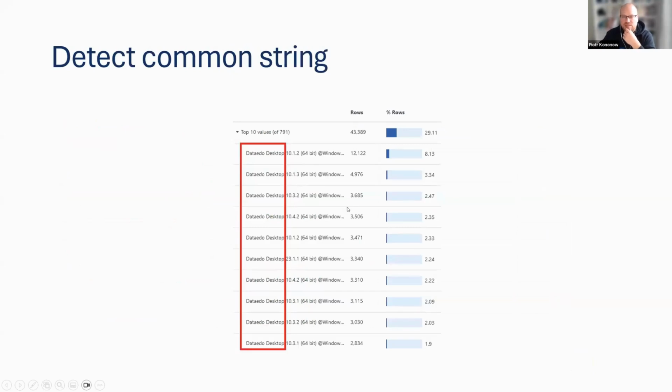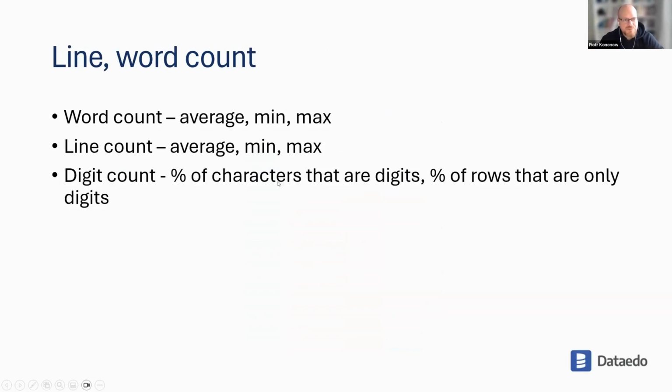Similarly, we could detect common words that are appearing in the data set. Our top values consider all of them as different values, but as you can see, they're very similar. Maybe there's a way we could identify those very popular prefixes of values. For text and string fields, we could calculate the number of words: the average, minimum, or maximum, or maybe even a distribution.